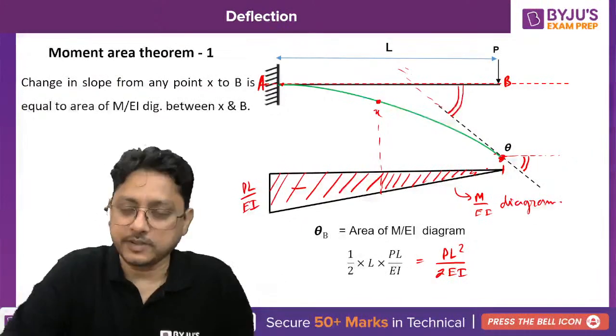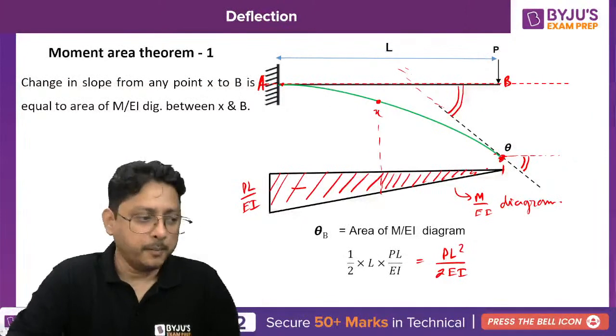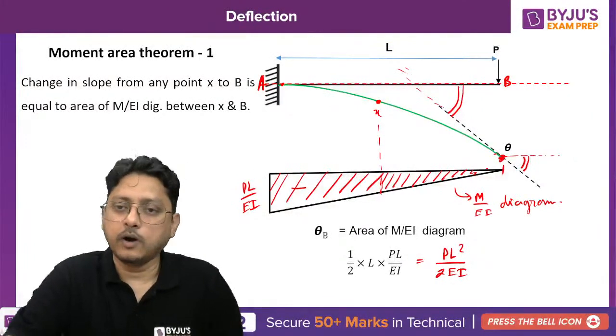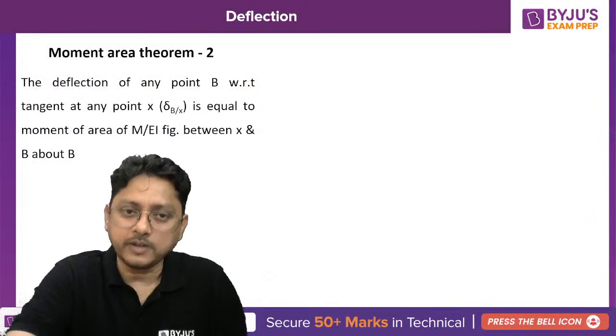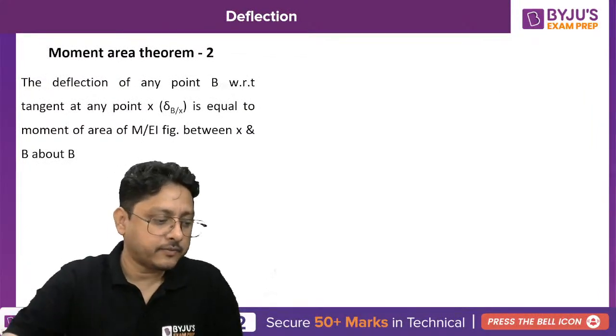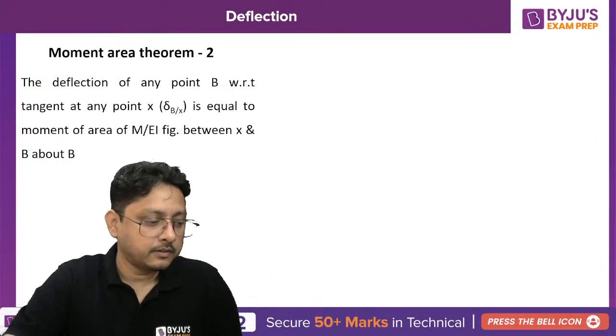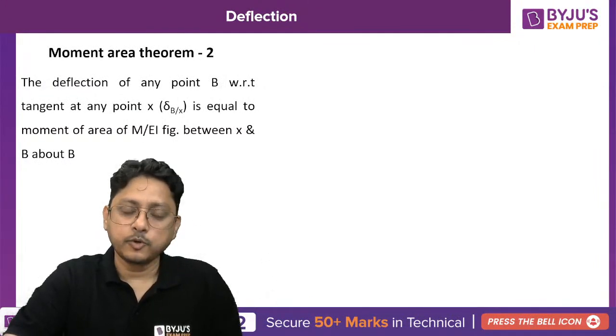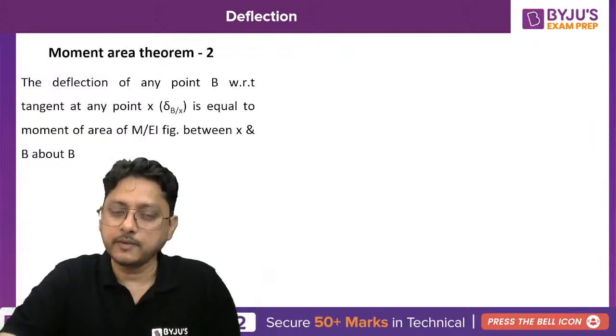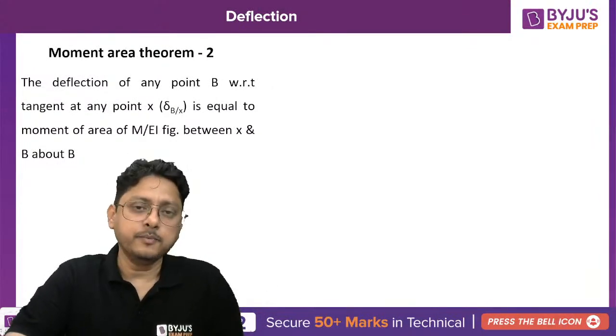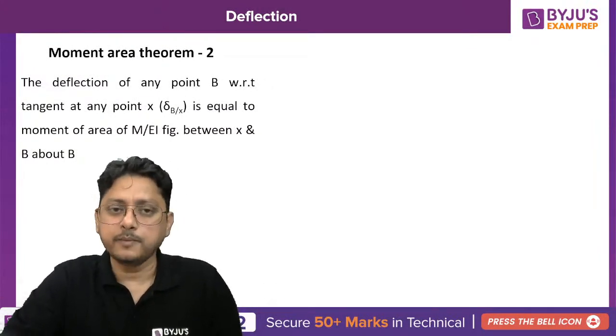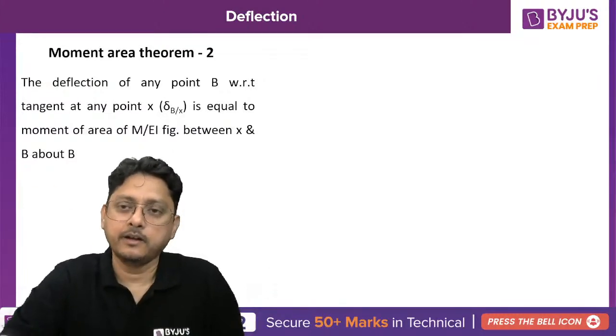What does the second theorem say? For the moment area theorem, if you are interested to know how to find the deflection, what does the second theorem say? Listen to it very carefully. Yes, Suraj. From this moment area theorem, you can do that. But the moment area theorem is not applicable to a beam which has a hinge, and it is more comfortable for a cantilever beam, or maybe a simply supported beam with a symmetrical load.